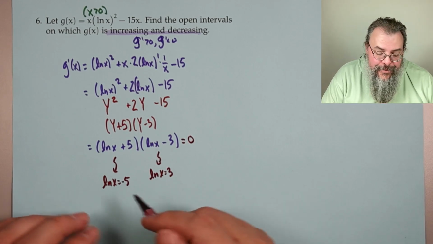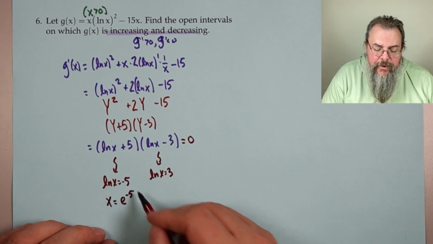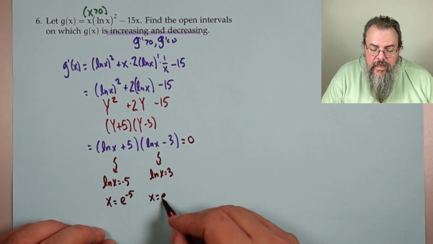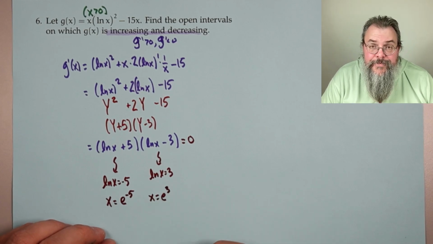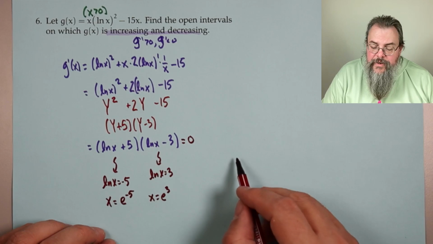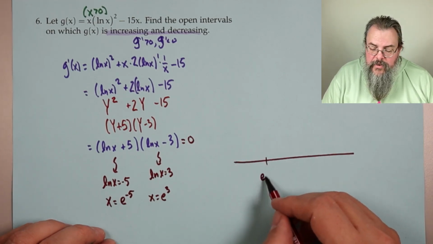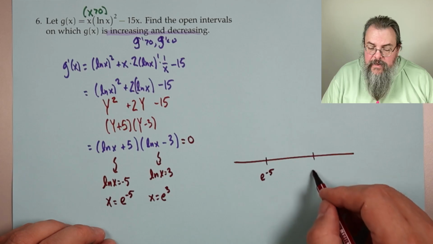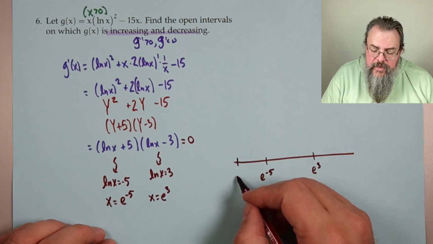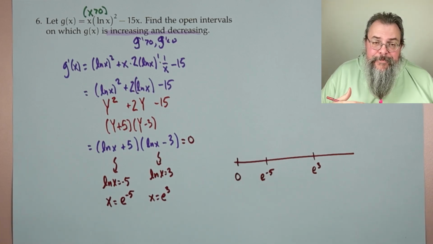So those are the logs of our values. So what are our values? Well, we would take both sides and raise it to the e power. X equals e to the minus 5, and x equals e to the power 3. All right, so here are our values. Now, we can mark the 2 points, e to the negative 5, e to the 3. And there's also this sort of implicit 0, because we can't go negative.